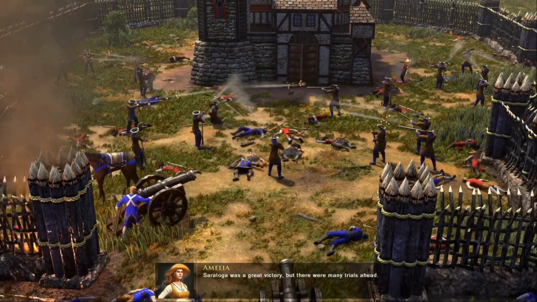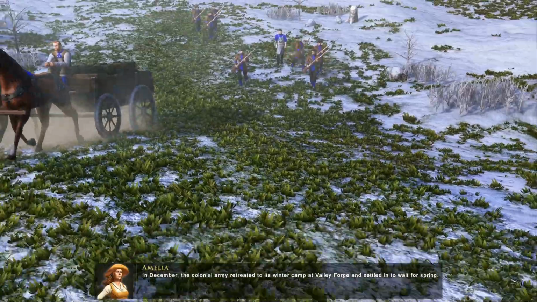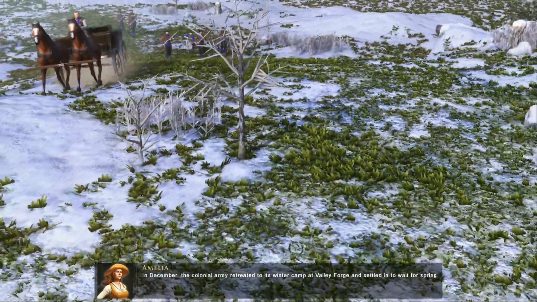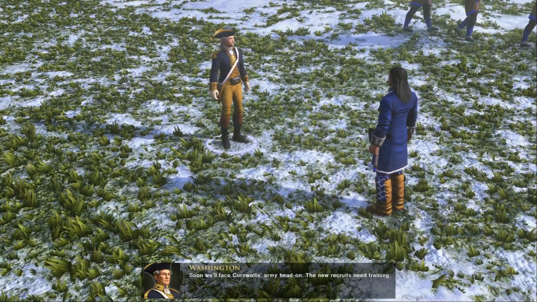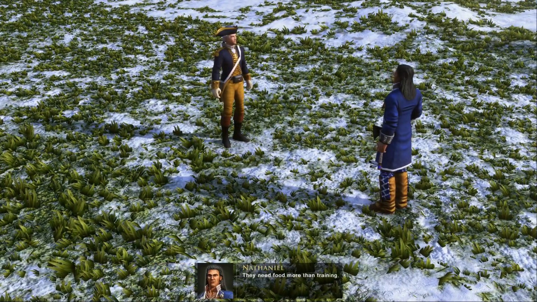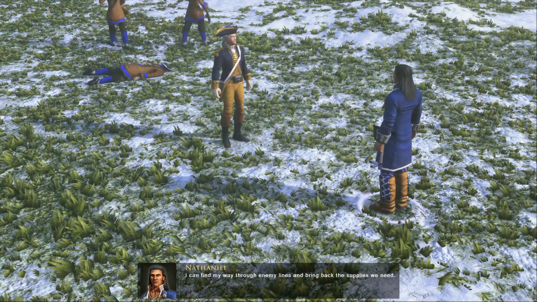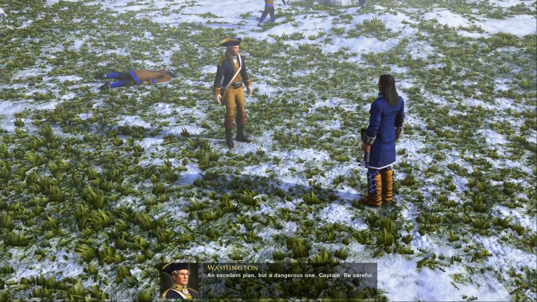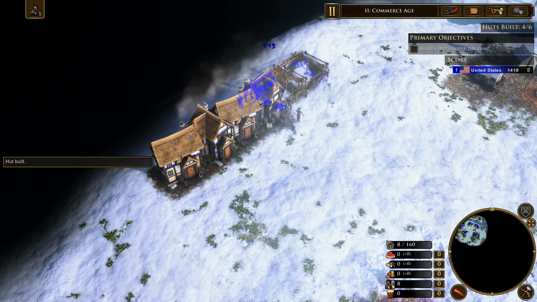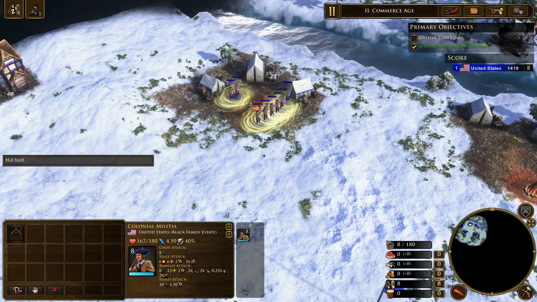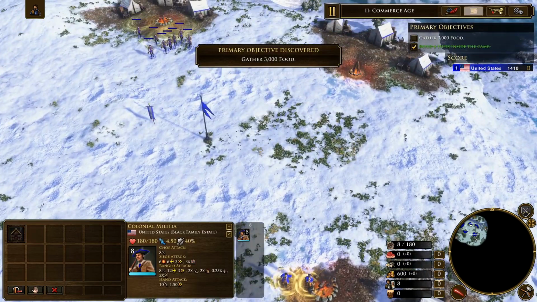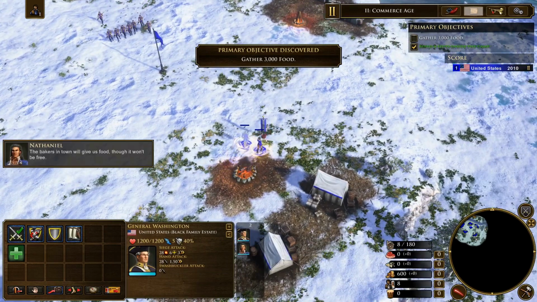While this was an impressive victory, the army is in for a rough time with winter quarters. General Washington is concerned about the troops' level of training, but Nathaniel is concerned about basic supplies. In the end, Nathaniel decides to go out and get supplies. But first, basic houses need to be constructed. Then the player will have to gather 3,000 food in order to gain access to a basic economy.